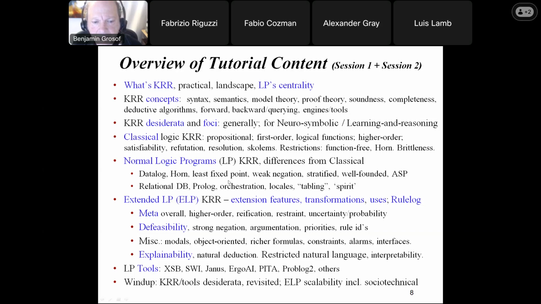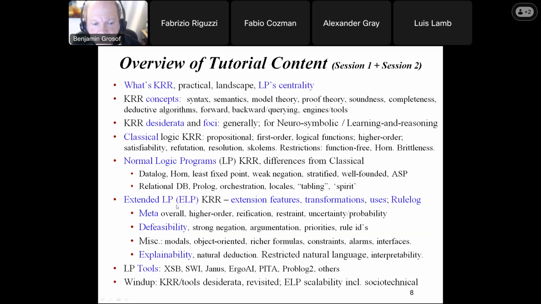The normal logic programs KR has some significant differences from classical. Some of it involves restrictions. It's based on a semantics that involves, or a proof procedure, also constructive semantics, which can be thought of as an idealized proof procedure involving at least fixed point, but also introduces a form of negation that's different from classical logic, and also has an important relationship to practical structured information management in the form of relational databases, programming languages in the form of Prolog, and also doing what's called orchestration in services composition. And we'll talk about some other aspects.